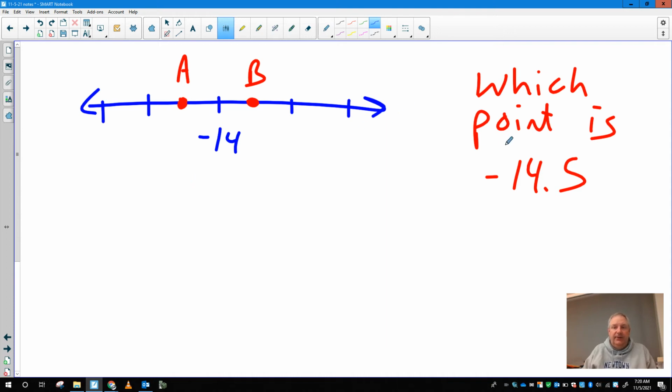All right, we talked about this the other day. Which point is negative 14.5? So this would be negative 13. You don't have to write this. This is just pay attention to this. This is negative 13. This would be negative 15. So negative 14.5 is between these two. So it would be point A, not point B. Again, you don't have to write that.